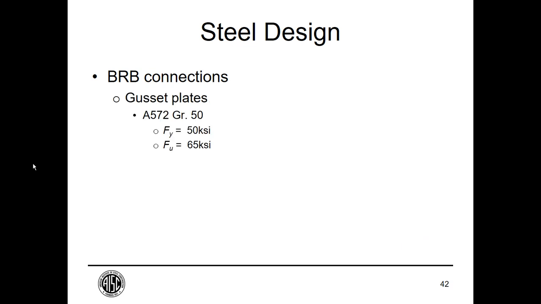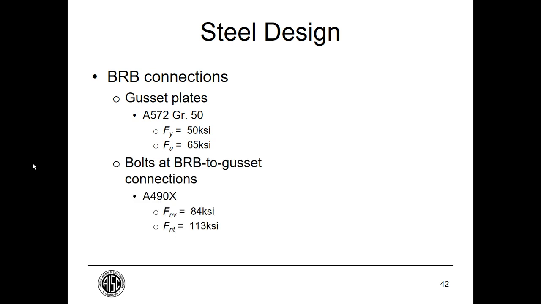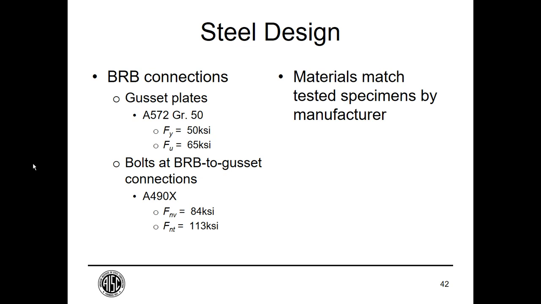All right. For the buckling restrained braced frame, the connections use gusset plates that are 50 ksi, because of the very large forces that have to be developed. And the bolts that we're using are A490 grade, threads excluded. And the materials match what was tested by the manufacturer, as we'll discuss in session 4. That has to be confirmed once we're sure who the manufacturer is.